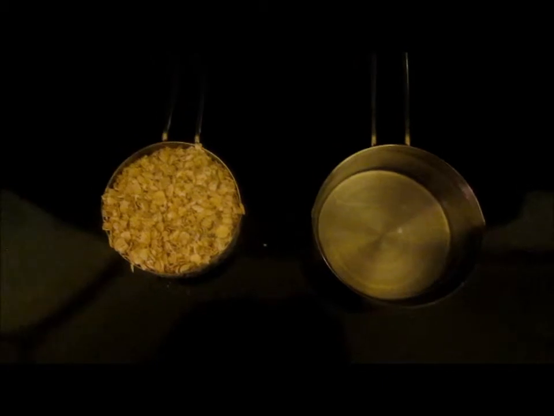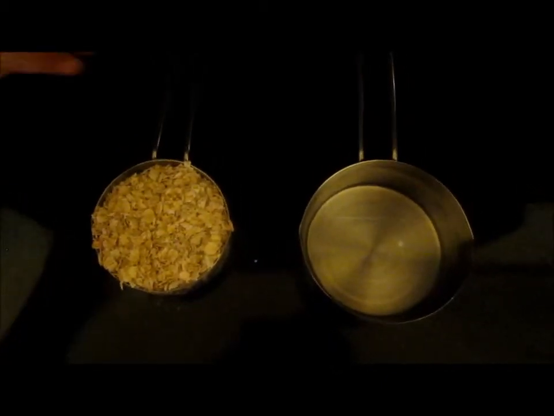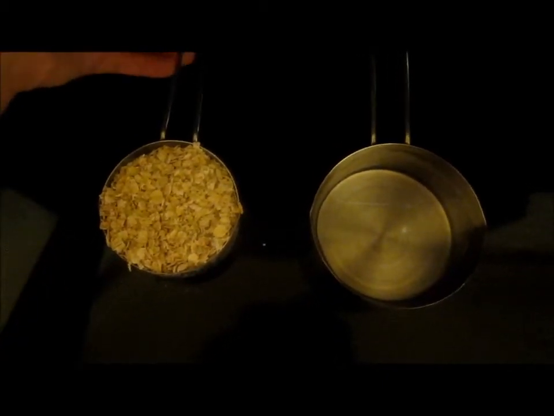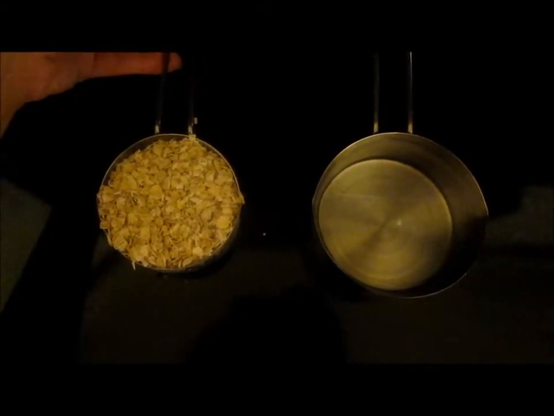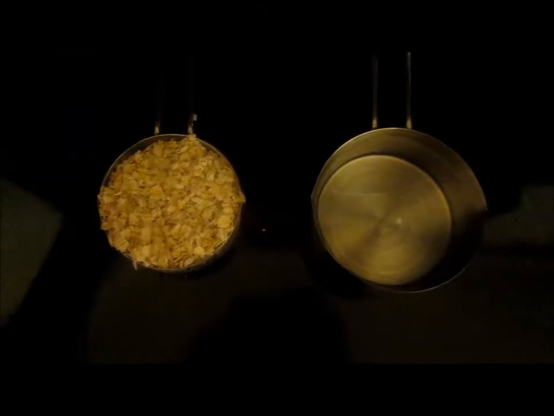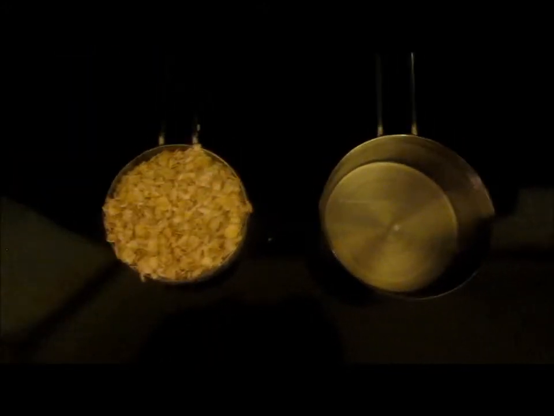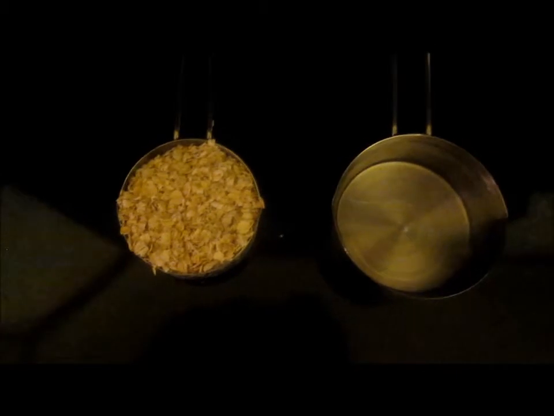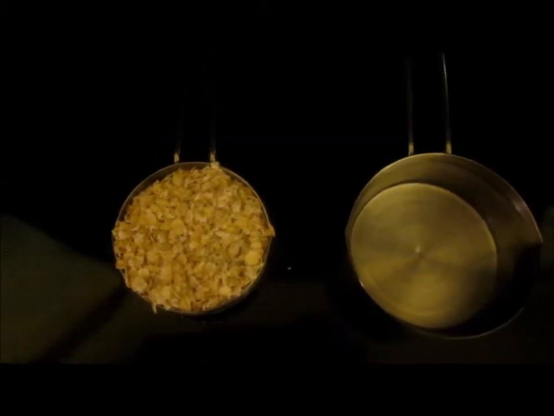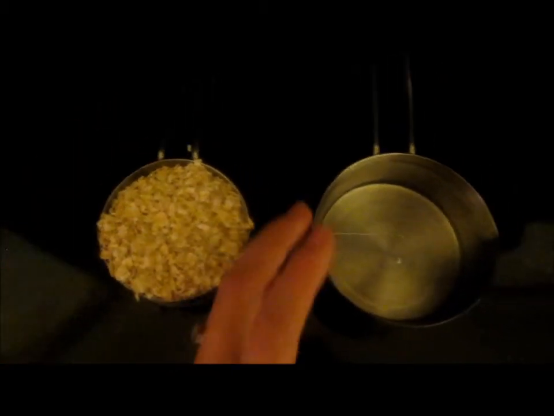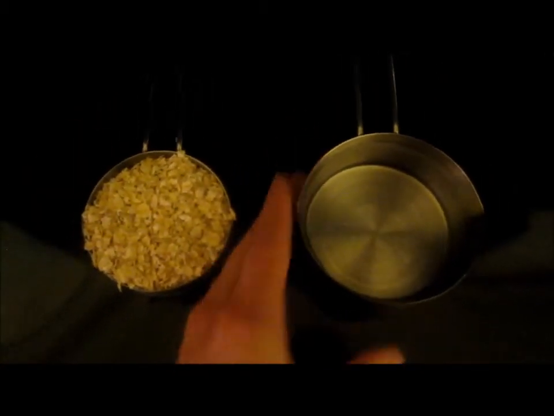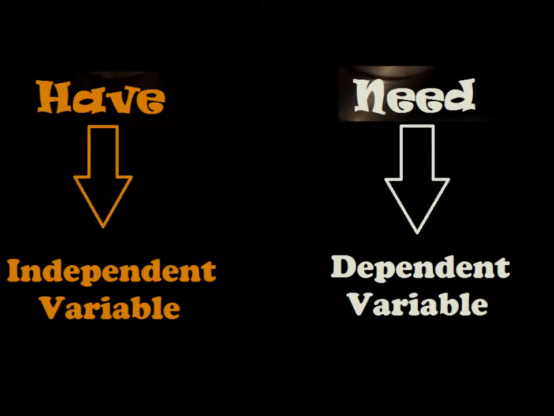So thinking back to our variables, the thing that I choose the amount of would be oats. Sometimes I have a lot, sometimes I'm hungry, sometimes I'm not. So that's the thing that I change. So depending upon how many oats I have, that determines how much water I'm going to need. There are 2 key words that I just said in that sentence: have and need.